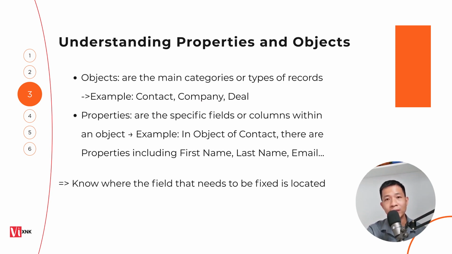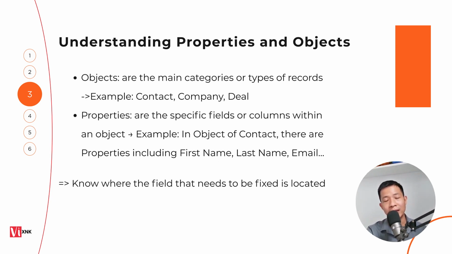So, you can think of an object as something like a main category. For example, within the contact category, there are smaller information fields. The contact itself is called an object, while the smaller fields are called properties. Properties are specific fields or columns within an object, meaning the smaller fields inside an object are called properties. So, for a contact object, you'll have various properties such as first name, last name, email, and so on.